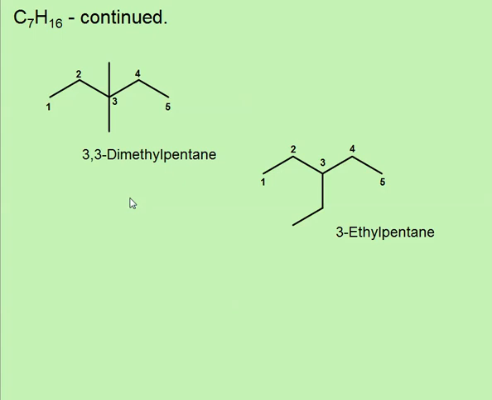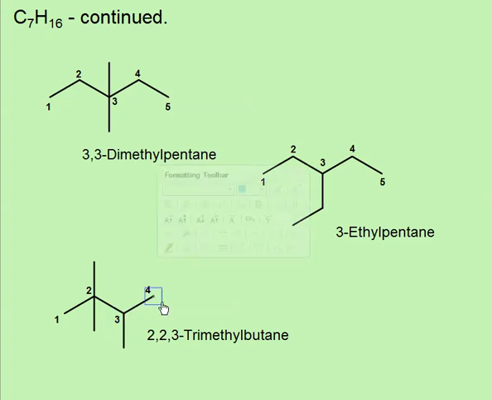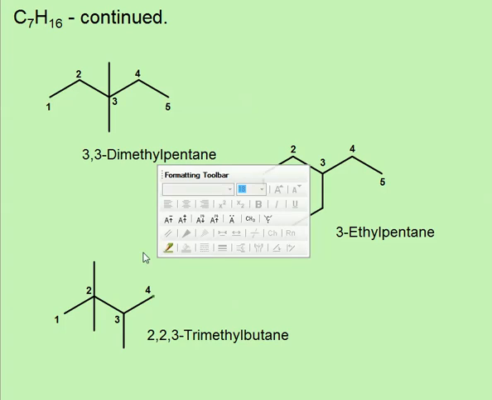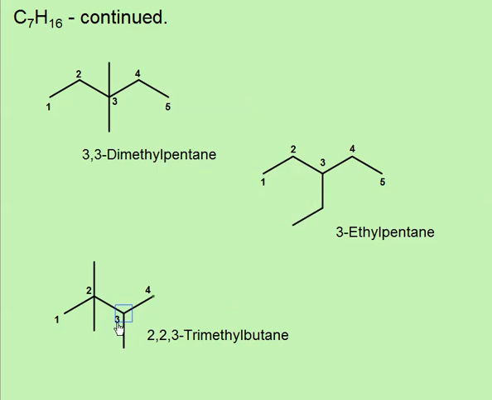Or we could switch to having 3 branches on the main chain if we steal another carbon from the parent chain, and we'd get 2,2,3-trimethylbutane. That's the last of our constitutional isomers. If we stuck a methyl group onto carbon number 3, then we get lower numbering for the main chain by starting from the right, and it would still be 2,2,3-trimethylbutane.